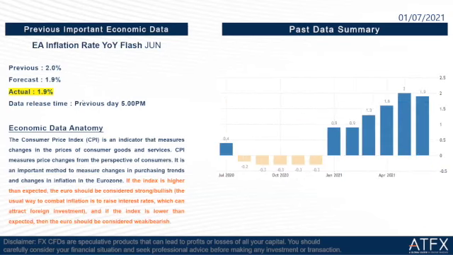The next one is EA inflation rate yearly flash June. The previous is 2.0%. The forecast is 1.9%. The actual is the same as the forecast, 1.9%. So this one doesn't affect much the euro dollar because the actual is the same as the forecast.